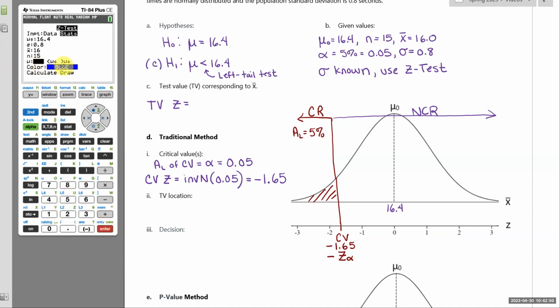And for the direction of the test, it's a left tail test. So mu smaller than, remember that value is mu naught. So we want mu less than. Make sure you pick less than there. And then calculate. We'll round that z-score to 2 decimal places, negative 1.94.